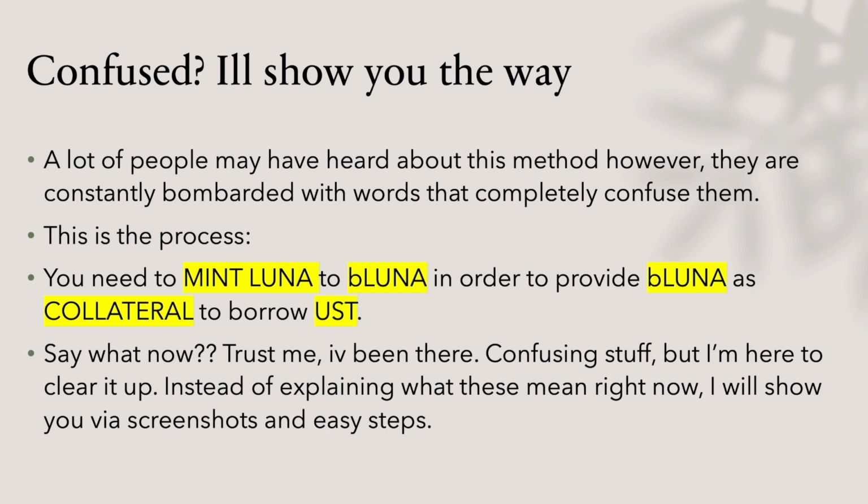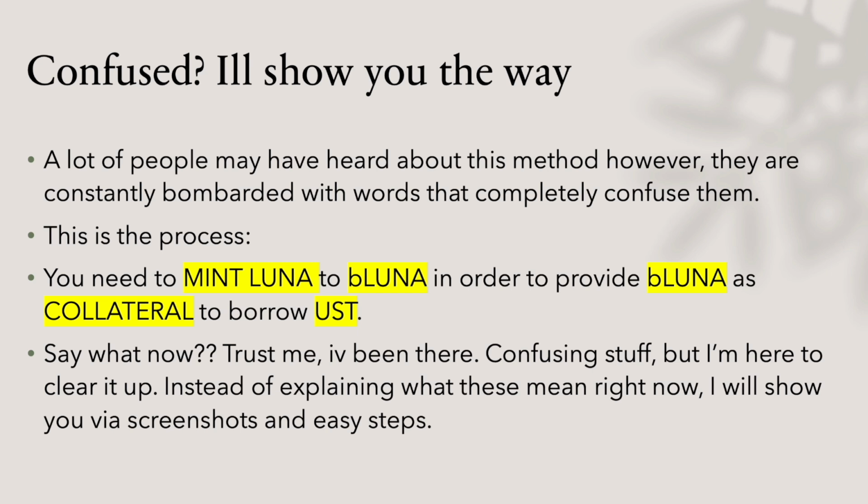Confused? I'll show you the way. A lot of people may have heard about this method. However, they are constantly bombarded with words that completely confuse them. This is basically the process. You need to mint Luna to B Luna in order to provide B Luna as collateral to borrow UST. Say what now? Trust me, I've been there. It's confusing stuff, but I'm here to clear it up.